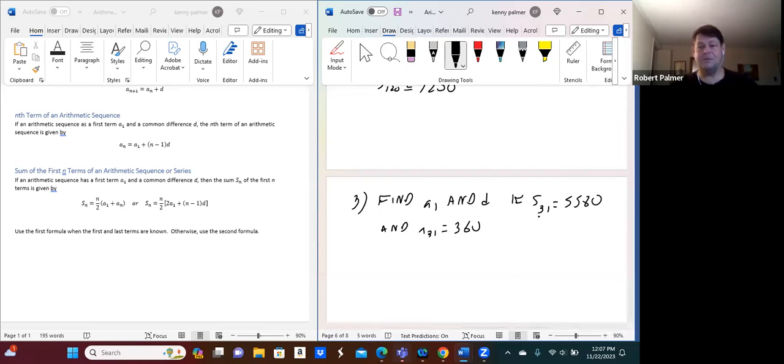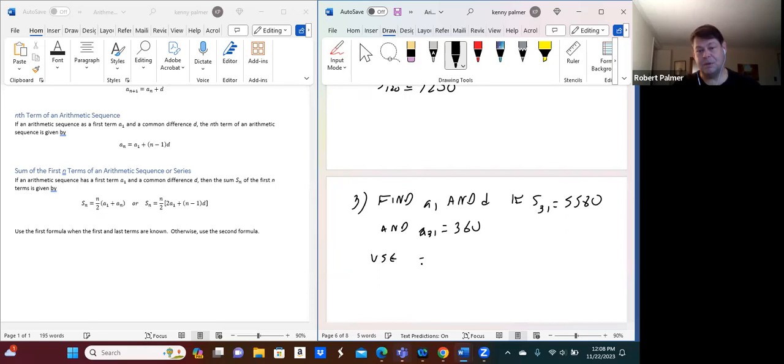All right, so let's see what this fits. We know the first term. Well, actually, no, we know the sum, and we know the last term. So which one does that fit? Well, basically, the only formula that fits is the first one right here. We know the last term. Because here, we're trying to find A1 and D, we don't have enough information for this formula. But here, we know both the sum and the nth term. So let's use this one.